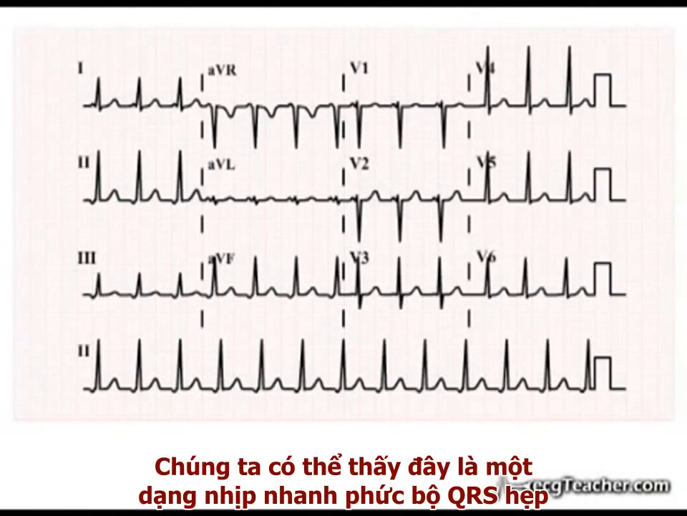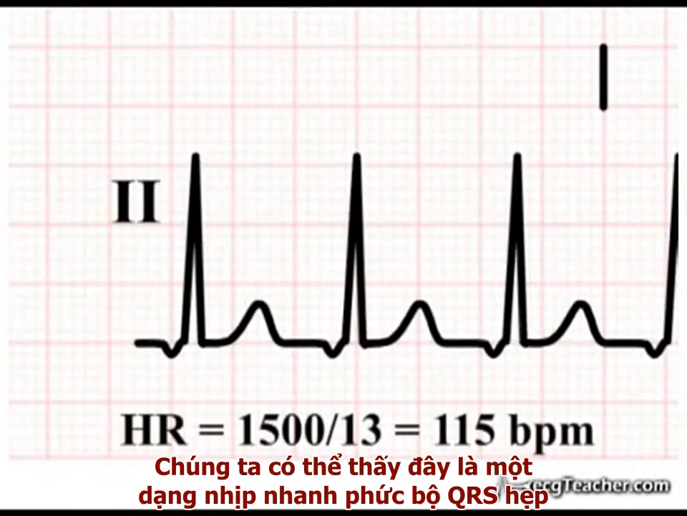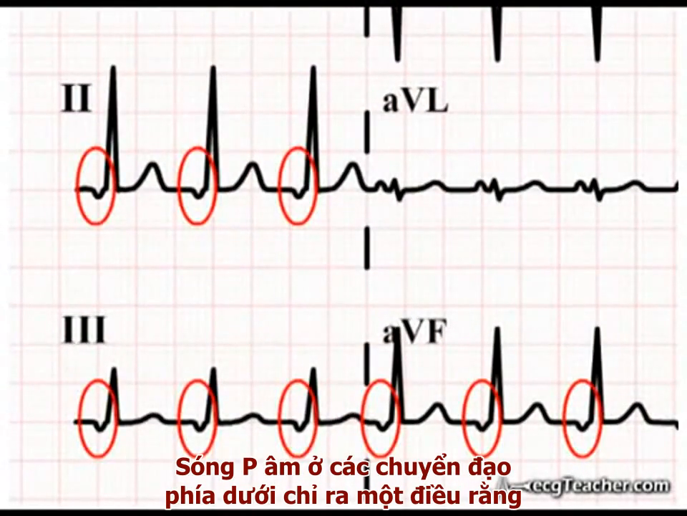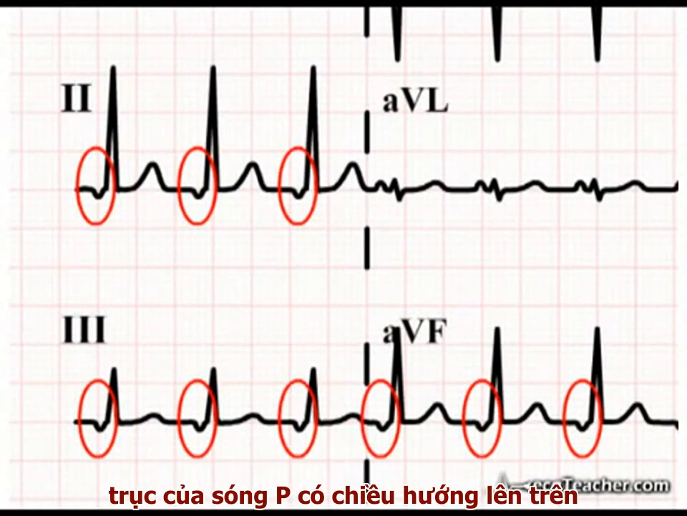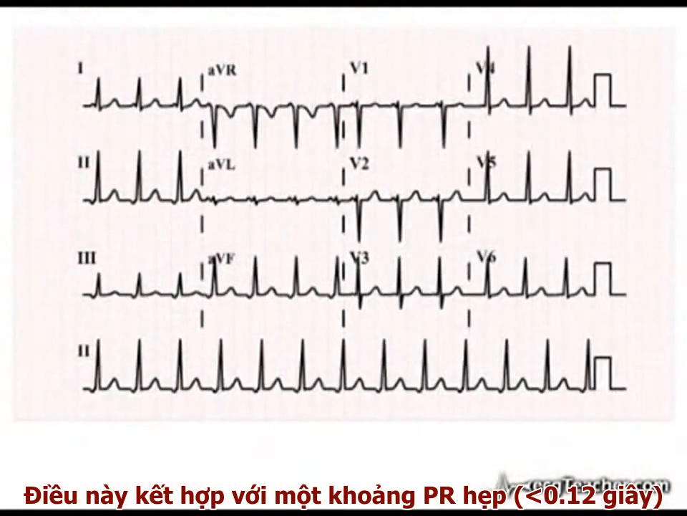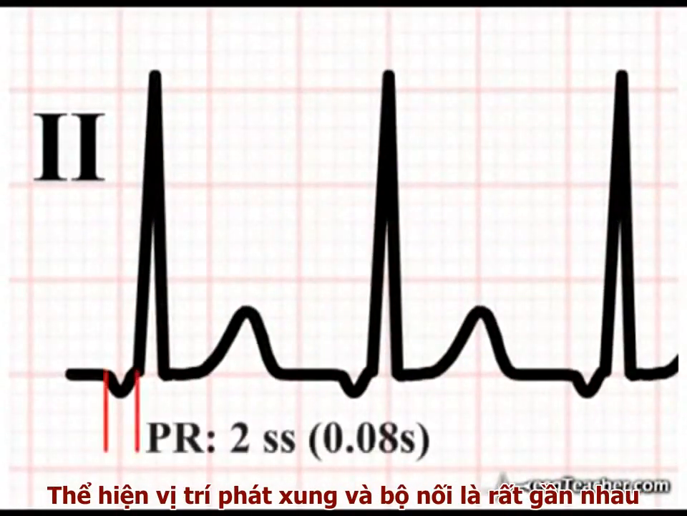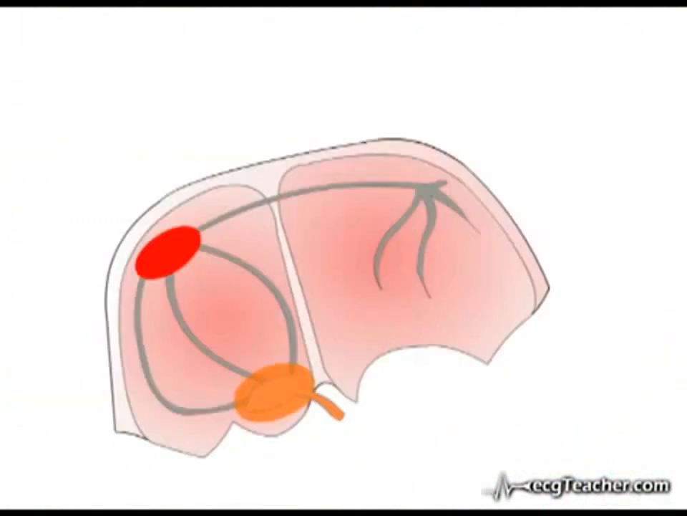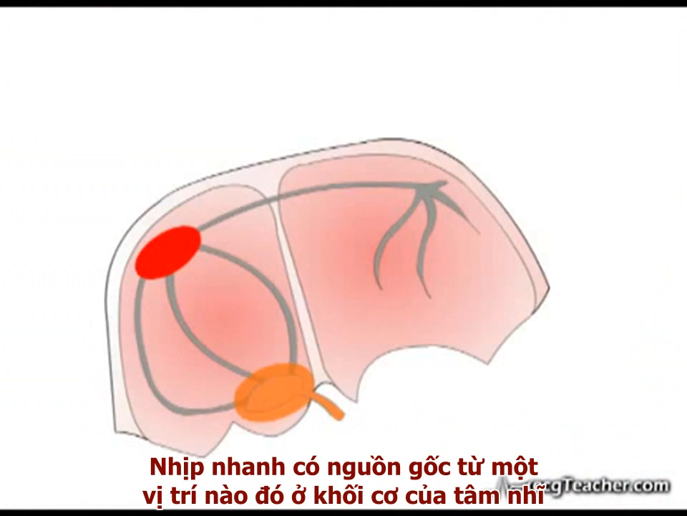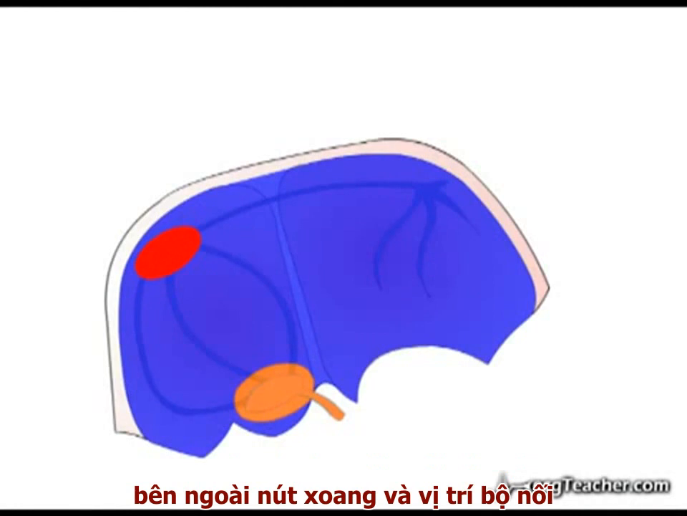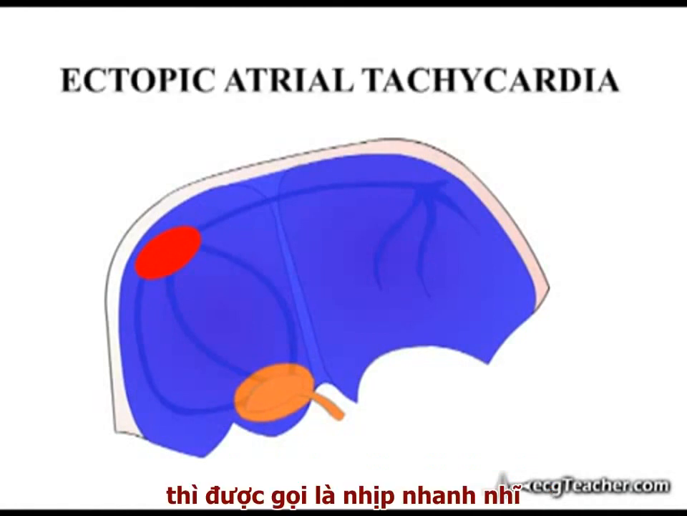Looking at this ECG, we identify a narrow complex tachycardia with a rate of 115 beats per minute. Negative P waves in the inferior leads indicate that the P wave axis is travelling superiorly, away from these leads. This, combined with an abnormally short PR interval, places the source of the depolarizing discharge in the junctional region. This is a junctional tachycardia. Tachycardia arising from a discrete focus in the main mass of the atria, outside the sinus node and junctional region, is termed ectopic atrial tachycardia.